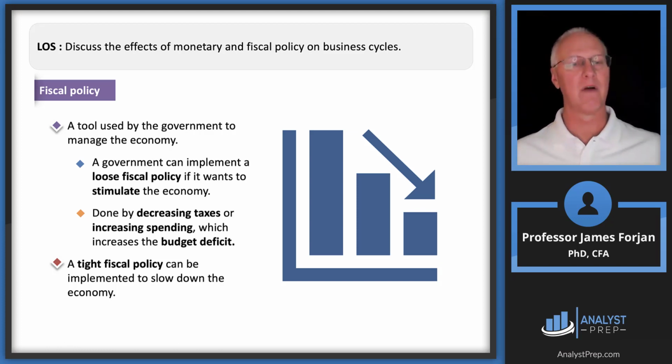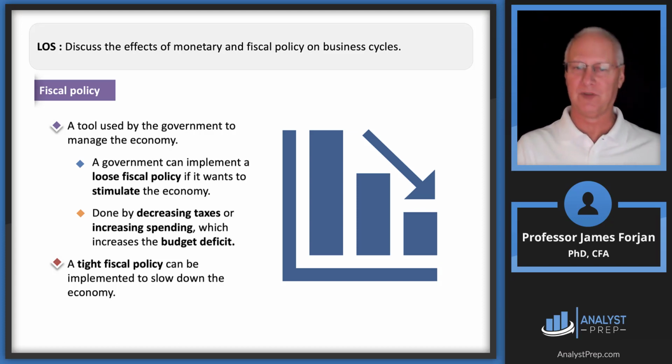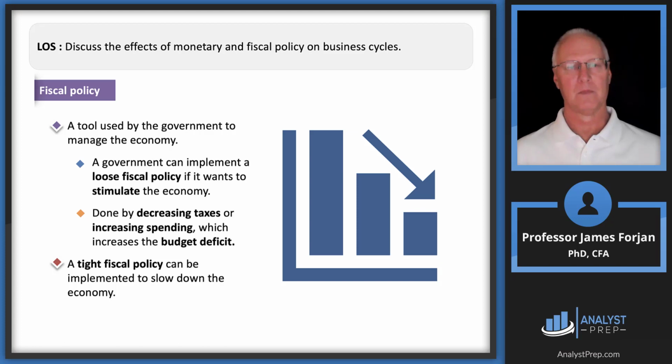And so this is what the government does. They say something like, if we have a loose fiscal policy, if the government starts spending a lot of money, that means that us as individuals and businesses, if they have a supply of money coming from the government, this will stimulate the economy. Now, how does the government do this? In its fiscal policy, it can decrease taxes or increase spending, which increases the budget deficit. Of course, the tight fiscal policy is just the opposite.